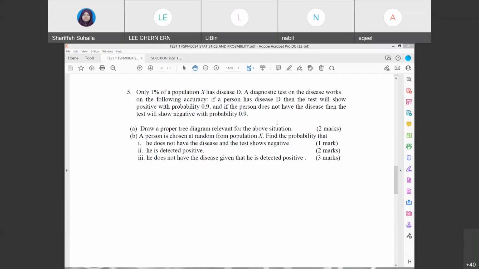Okay, the last one: he does not have the disease given that he is detected positive. So this one is your conditional probability. Does not have the disease given that he is detected positive. That means probability of D prime given P, positive. So expand the formula using Bayes theorem, and then solve.